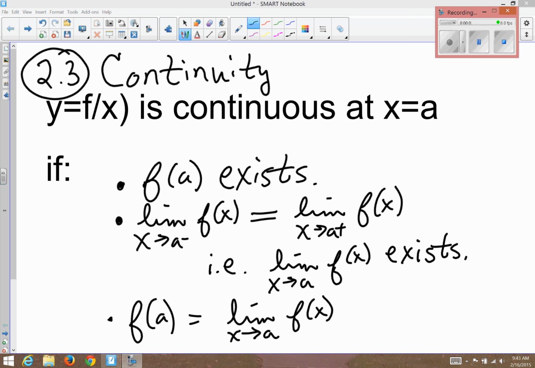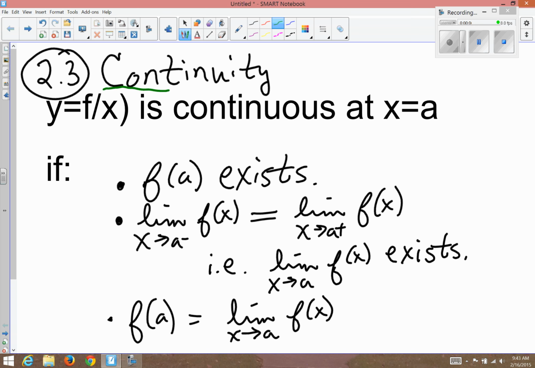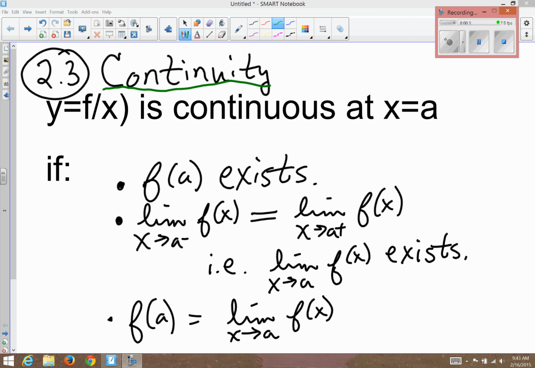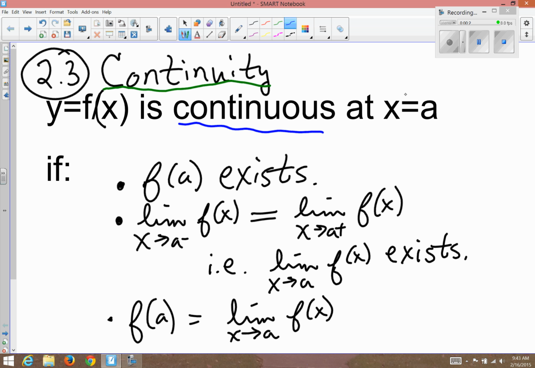Chapter 2, Section 3, Continuity. y equals f of x is continuous at x equals a if these three conditions are satisfied. Continuous at x equals a.